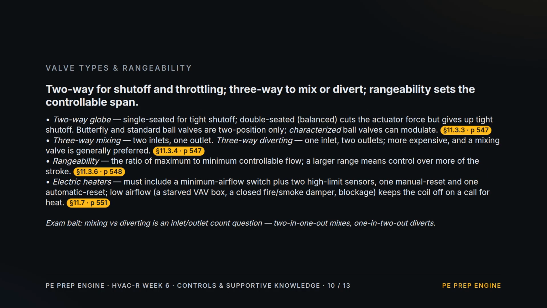A few more definitions the exam likes. Two-way globe valves come single-seated for tight shutoff, or double-seated, which balances the pressure and cuts the actuator force but won't shut off tight. Butterfly and standard ball valves are two-position only. Characterized ball valves can modulate. Three-way valves either mix, 2 inlets, 1 outlet, or divert, 1 inlet, 2 outlets, and mixing is generally preferred. Rangeability is the ratio of maximum to minimum controllable flow. And an electric heater must carry a minimum airflow switch, plus 2 high limits, 1 manual reset and 1 automatic. Low airflow keeps the coil off.